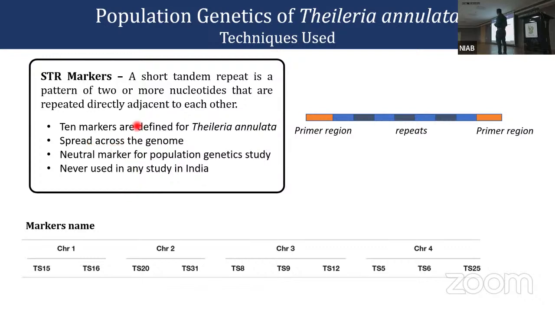Now there are 10 markers defined for Theileria annulata which can be used for such a study, and they are spread across the genome, which you can see here, where the distribution and the marker names have been given. And these markers have to be neutral in nature. Neutral means they should not be under any kind of selection pressure, to give an unbiased population structure of that organism. And these markers were never used before this study in India.